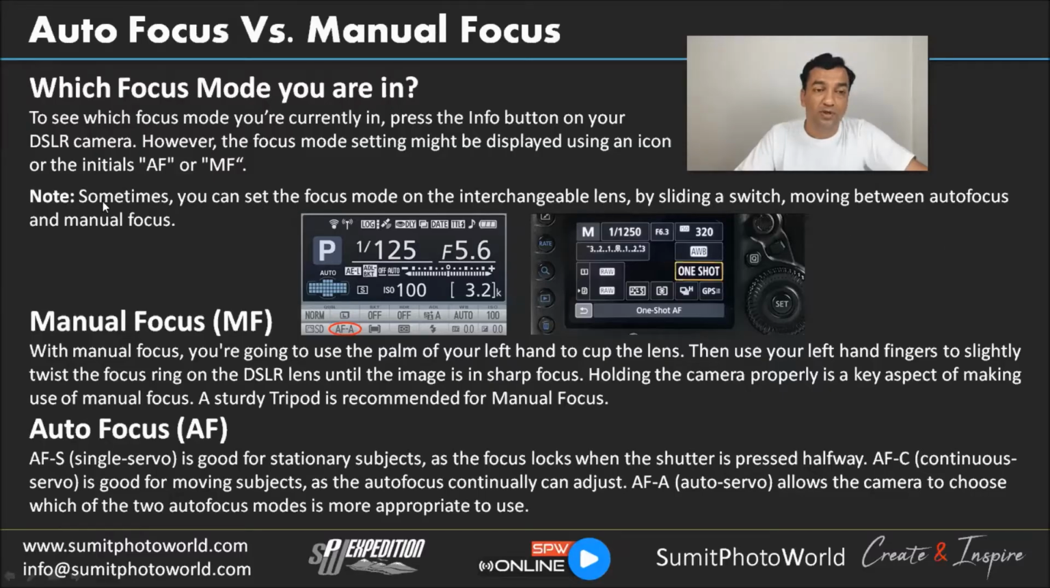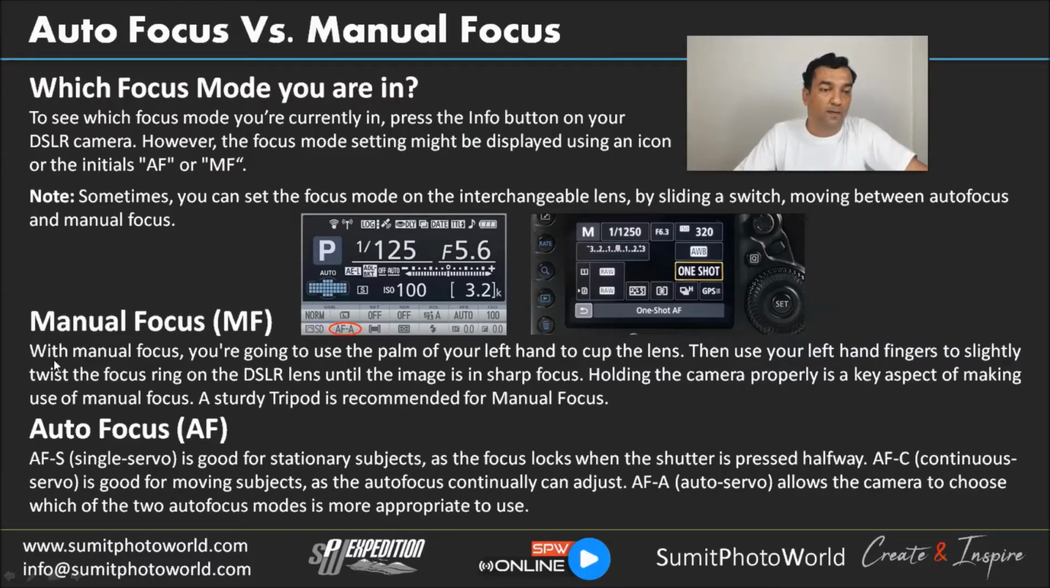And how will it be done? Sometimes you can set the focus mode on the interchangeable lens. The lens also has focus mode buttons, and you can just slide the switch between AF and MF, moving between autofocus and manual focus by sliding the switch.